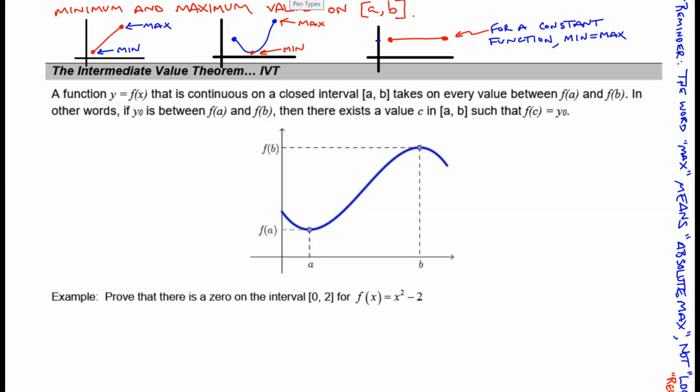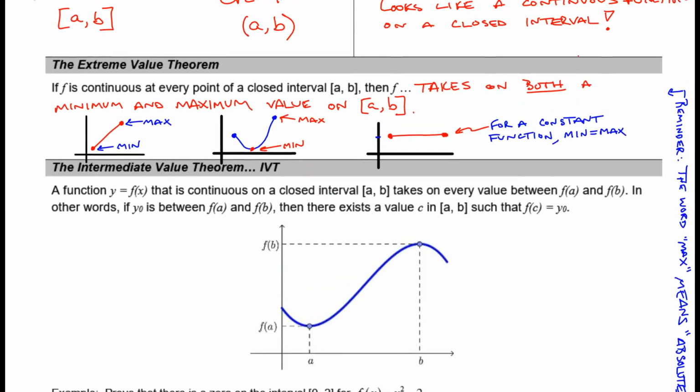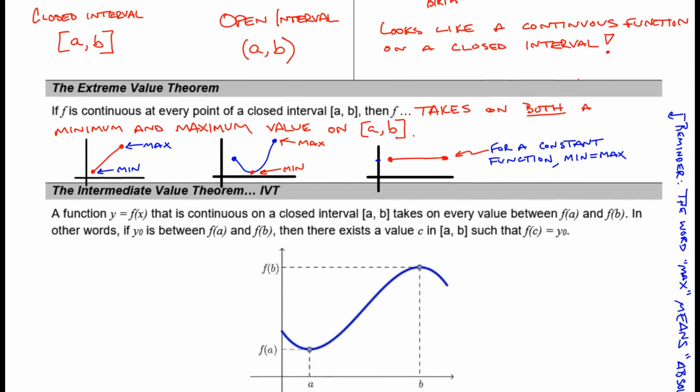I want to make one other comment here. In calculus, we take a lot of important theorems and we abbreviate them with TLAs, three-letter acronyms. This one is EVT. So extreme value theorem is often abbreviated EVT. Just want you to be aware of that.